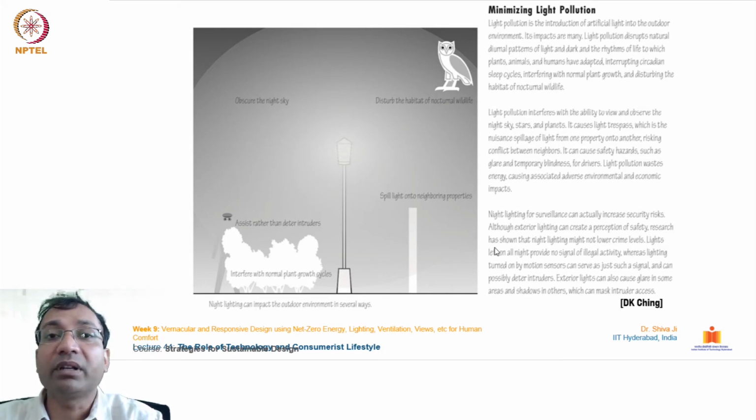And then again, spilling of the light into neighboring properties creates unnecessary lighting conditions for the neighbors. So there are multiple ways you can understand this phenomenon, so that in an overall sense it hinders human comfort, and the comfort and conditions required for other life forms. So we must take care of lighting design in our projects, so that it doesn't become a polluting thing for others.